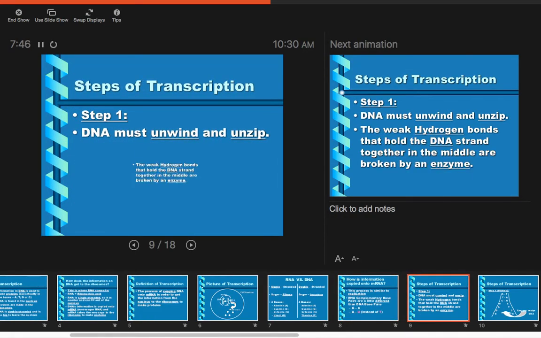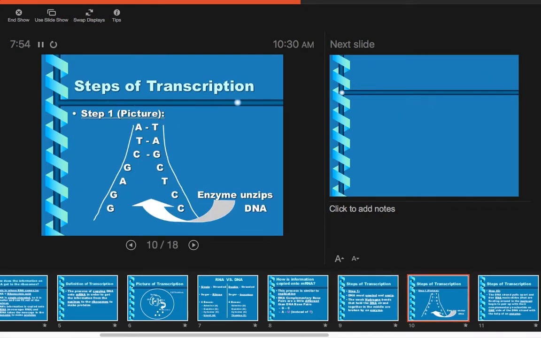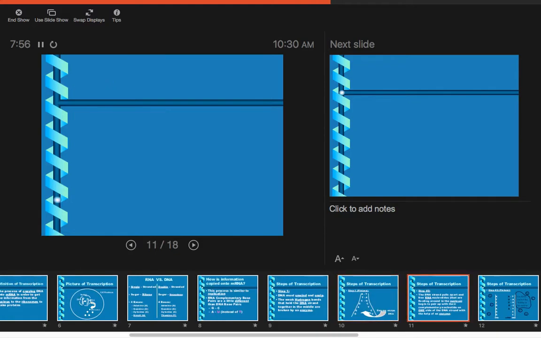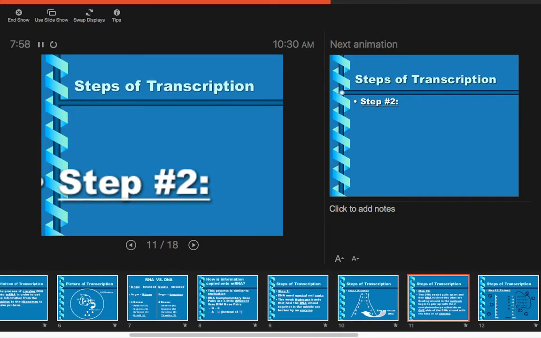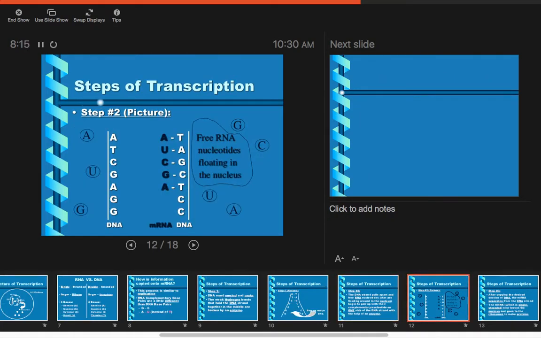So step 1, just like replication, DNA has to separate. So it unwinds, it unzips, an enzyme breaks apart those hydrogen bonds, and then you have these 2 separate strands of DNA, just like so. The second step then is again very similar. These free-floating nucleotides attach to the appropriate side, except it's not DNA nucleotides, it's RNA nucleotides, okay? So that would be like, ta-da.